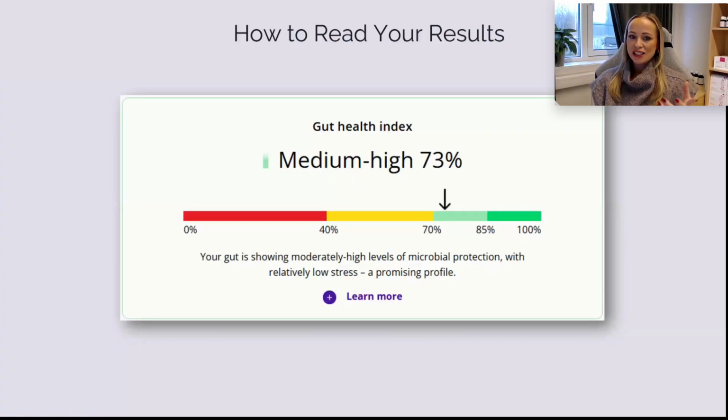So if your score is green, it's high or medium high, this means that your microbiome is showing stronger protective activity and a relatively low immune tone. But if it's in the lower end, it doesn't necessarily mean that something is wrong, but it means that your biology is showing room for improvement, which you can do with your diet and your lifestyle.